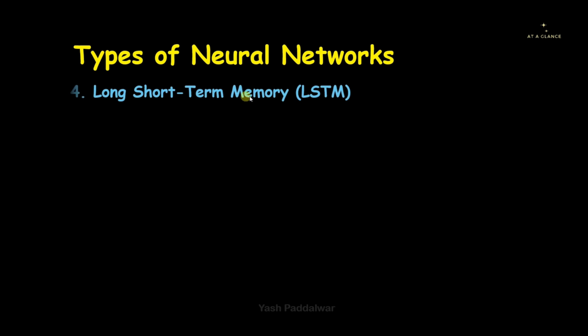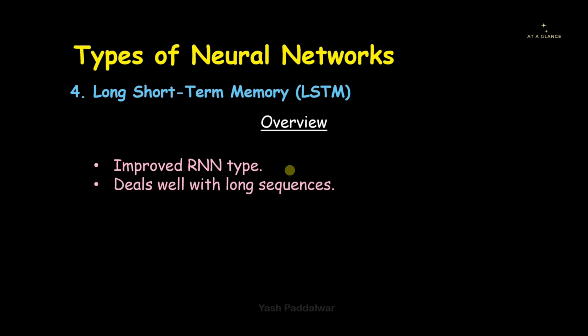Now let's move on to the next type of neural network, which is again a very important type of neural network, called long short term memory, or commonly called LSTM. Let's have an overview of it. It is basically an improved version of RNN. No doubt, this type of neural network is inspired by RNN, but whatever drawbacks were present inside RNN were tackled by LSTM. Now, LSTM deals with longer sequences very nicely.